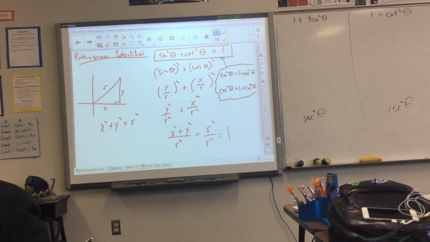You're writing 1 as x squared plus y squared. Don't complicate it. Just make this have a common denominator. Common denominator would have x squared, right? But if you want to be x squared, that would be 1.